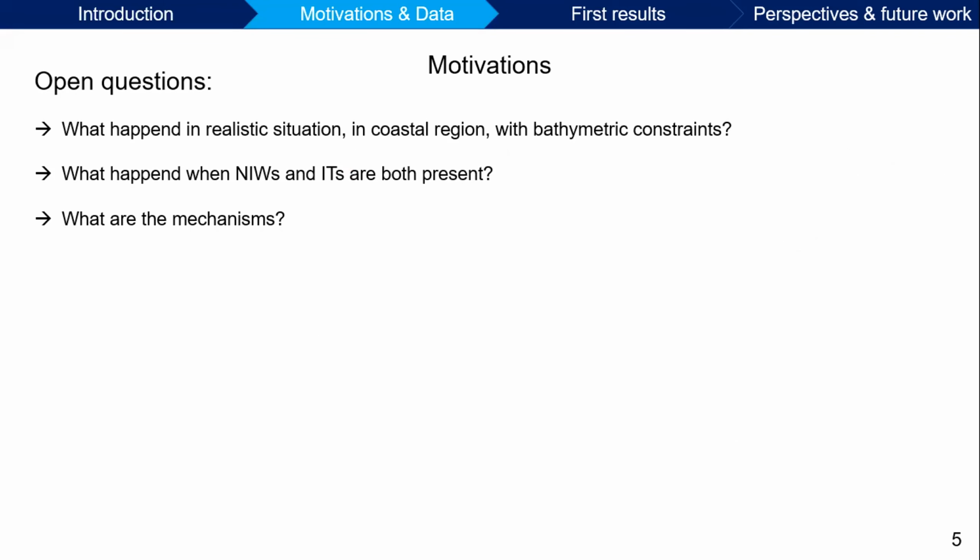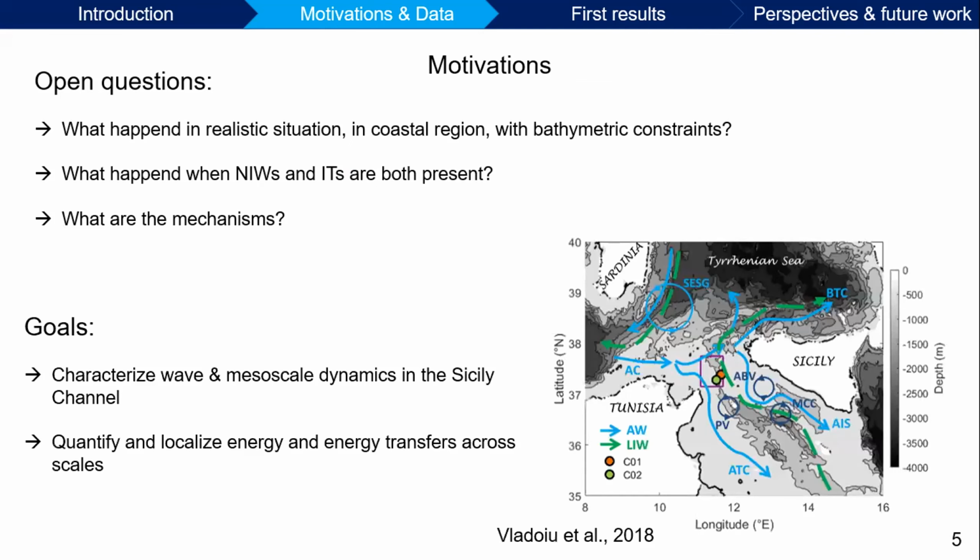So there are still open questions. For example, what happens in realistic situations, in contrast to Barkan et al.? What happens in coastal regions, or when you have lots of asymmetric constraints? And also what happens when you have near inertial waves and internal tides at the same time? And also what are the mechanisms?